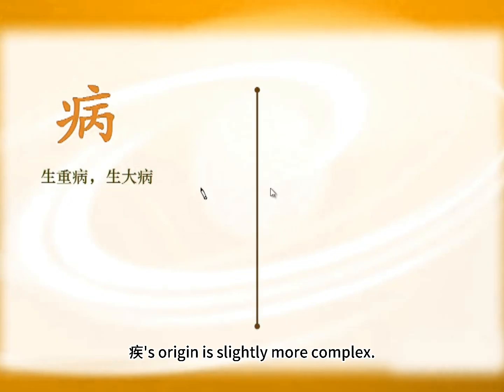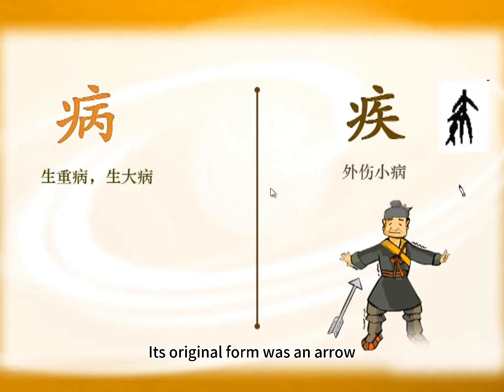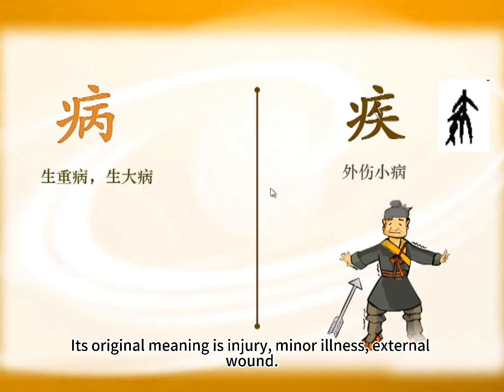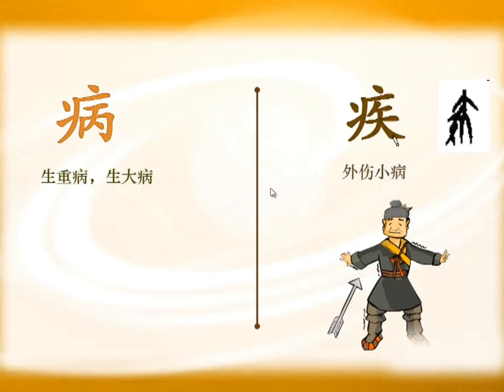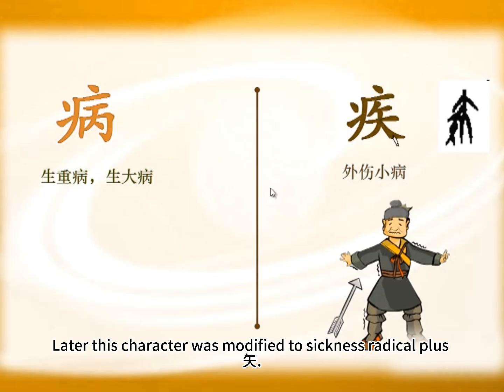疾's origin is slightly more complex. Its original form was an arrow hitting a person's body. Originally it was a 大 character plus a 矢. 大 represents an adult figure, and 矢 is the arrow hitting him. Its original meaning is injury, minor illness, external wound. Later this character was modified to the sickness radical plus 矢.